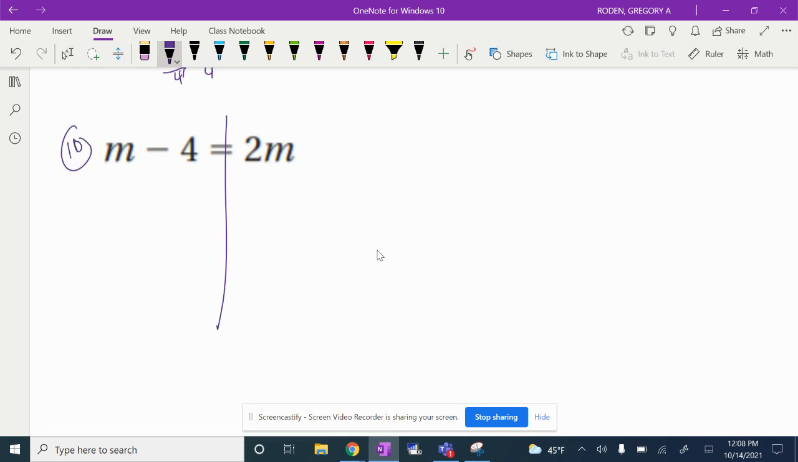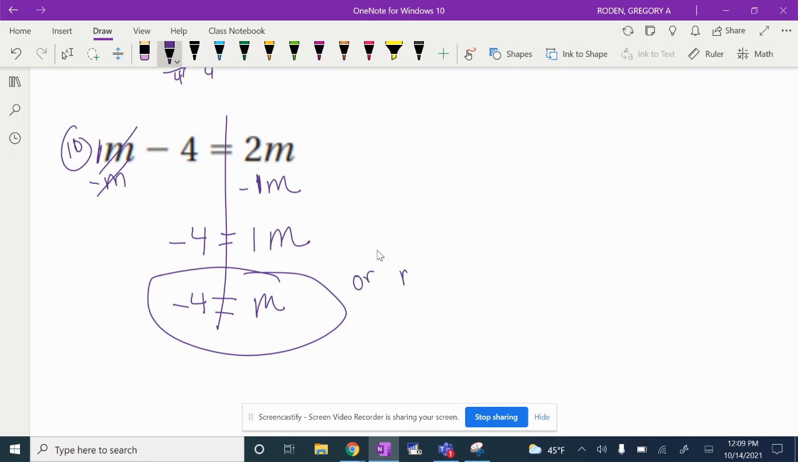Got a variable on both sides. Don't want that. I'm going to go ahead and subtract off an m from both sides. And remember, there's a spooky one on this one. There's a spooky one on this one. You're welcome to write it. So those cancel out. So now I have negative 4 equals 2 minus 1 is 1m. And 1m, well, that's just m. So in this case, this one is easy. This is just negative 4 equals m, or m equals negative 4.